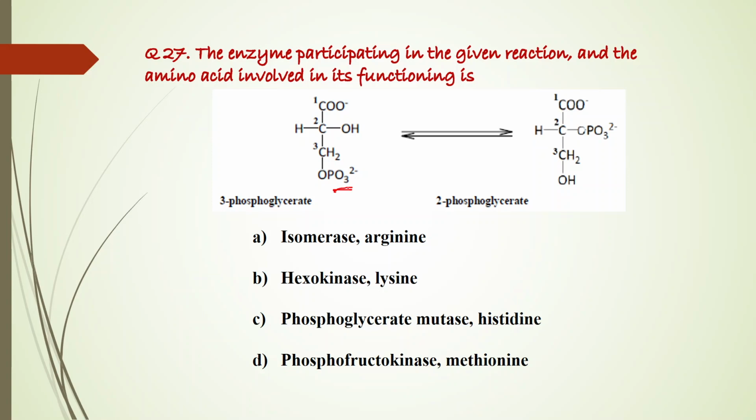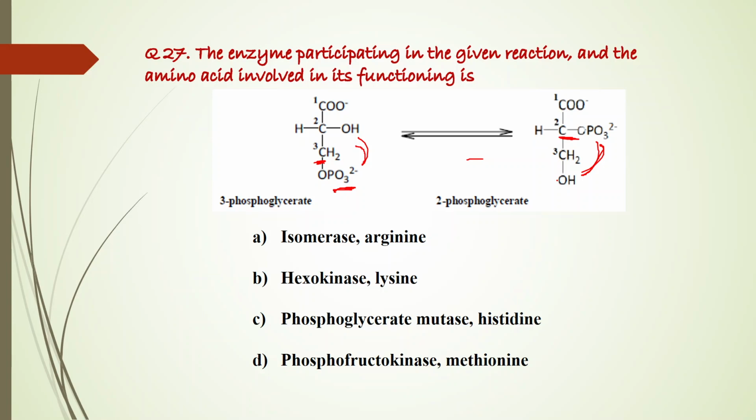Only the phosphate group is being transferred from this C3 carbon to this C2 carbon. Only this much change has occurred. Only these positions, C2 and C3, had been changed. So only a phosphate group has moved within this molecule, from one carbon to another. So what kind of enzyme acts like this? Mutase. If you look at your options, you only have one option that has mutase.